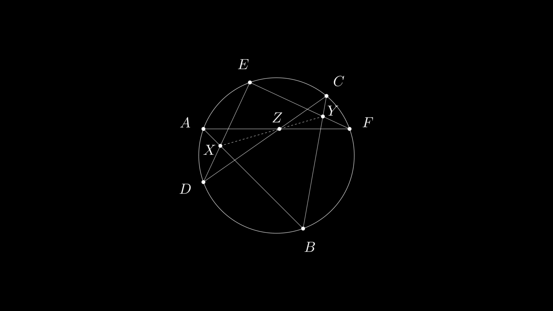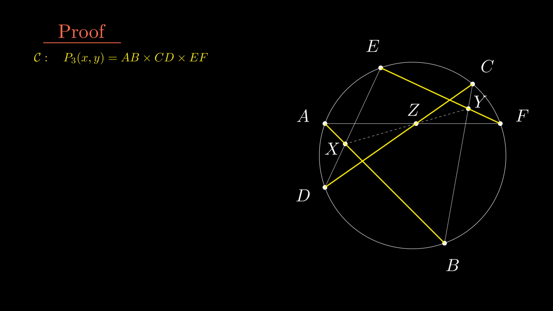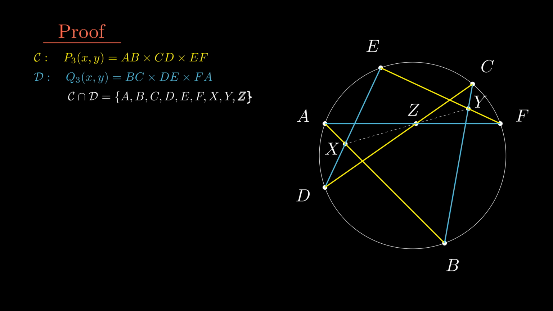Let's construct the diagram of Pascal's theorem again. Define C to be the product of the lines AB, CD, and EF, which has degree 3. We will denote the degree of a curve with a subscript to the polynomial. Similarly, define D to be the product of lines BC, DE, and FA, which has also degree 3. The points that are on both curves are A, B, C, D, E, F, X, Y, Z. There are 9 of those, consistent with what the Bezout theorem tells us.